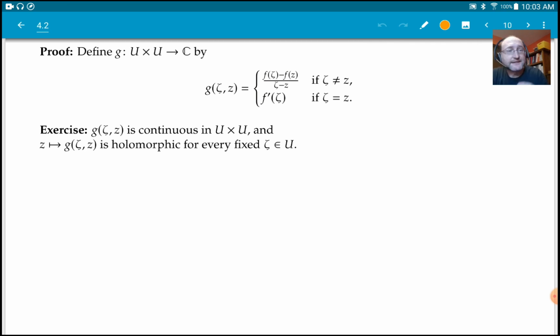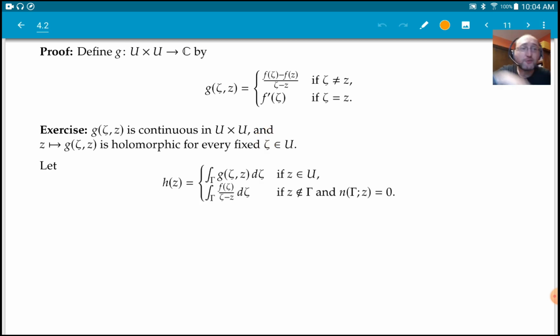The other thing is that it's supposed to be holomorphic when you fix zeta and think of it as a function of z, that this is holomorphic, right? So fix zeta, and do this construction. Now, the only tricky bit here is when you're getting close to zeta, right? That's the only tricky part of this. But it's an exercise. It's not too bad.